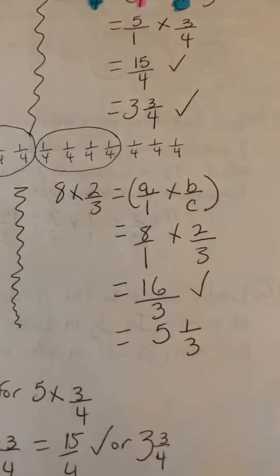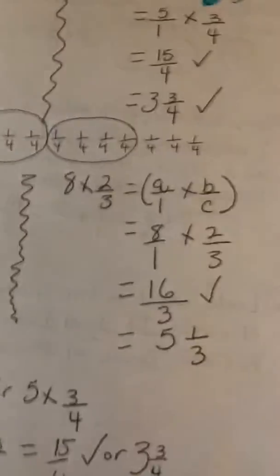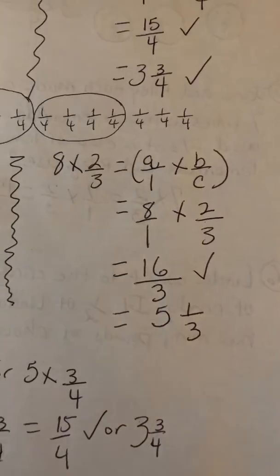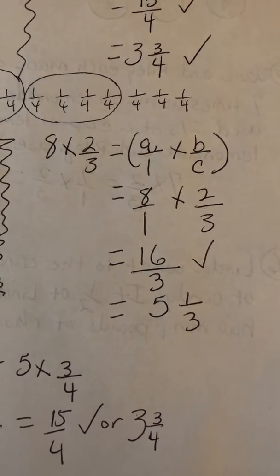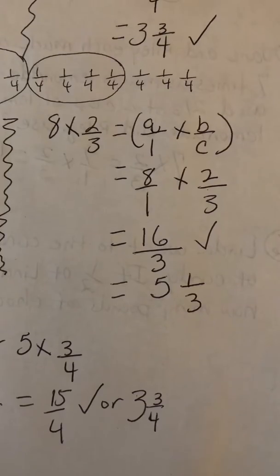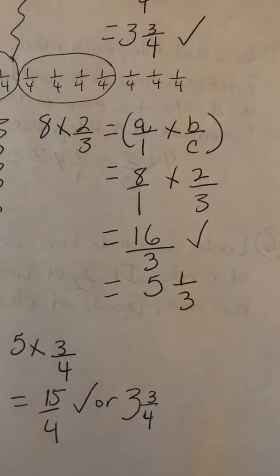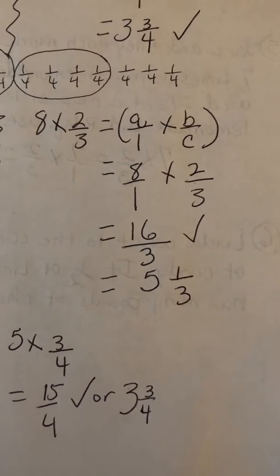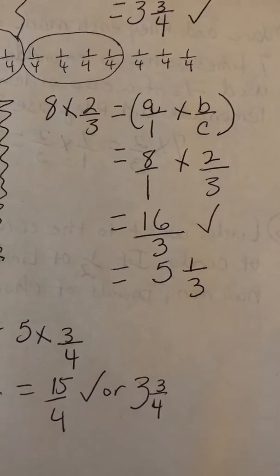But now I'm using the formula A over 1 times B over C. Okay? Notice that I switched my A to an 8, and I put 1 underneath it, and I'm multiplying B and C, which is 2/3. Again, I'm going to multiply my numerators. 8 times 2 equals 16. And my denominators, 1 times 3 equals 3.